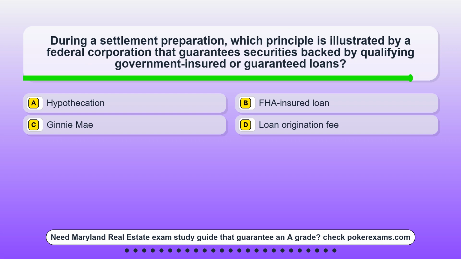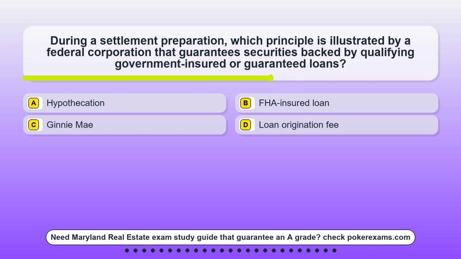Question 7. During a settlement preparation, which principle is illustrated by a federal corporation that guarantees securities backed by qualifying government-insured or guaranteed loans? Option A, hypothecation. Option B, FHA-insured loan. Option C, Ginnie Mae. Option D, loan origination fee.